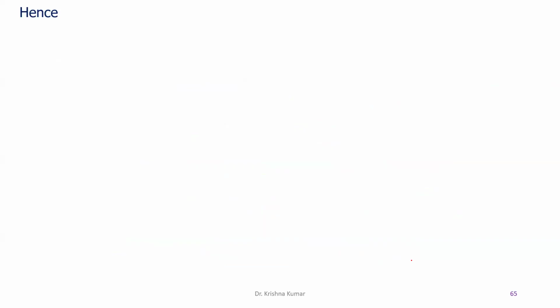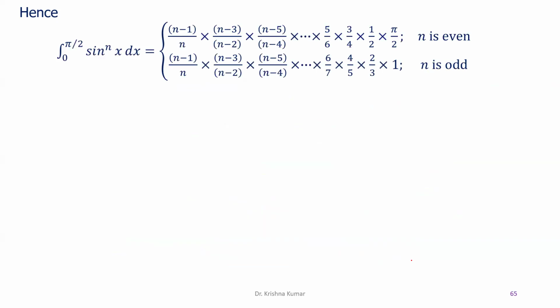We can write down both the formula in one way like this. If n is even, then we have to multiply by pi by 2, and if n is odd, then we have to multiply by 1. So we have to learn this part. If n is even, then multiply by pi by 2. If n is odd, then we have to multiply by 1.